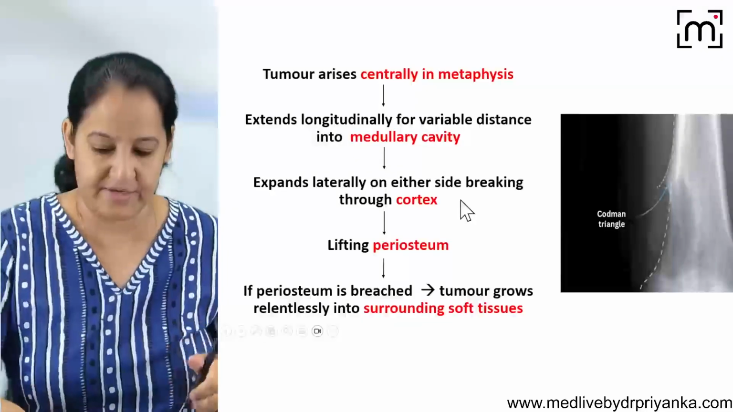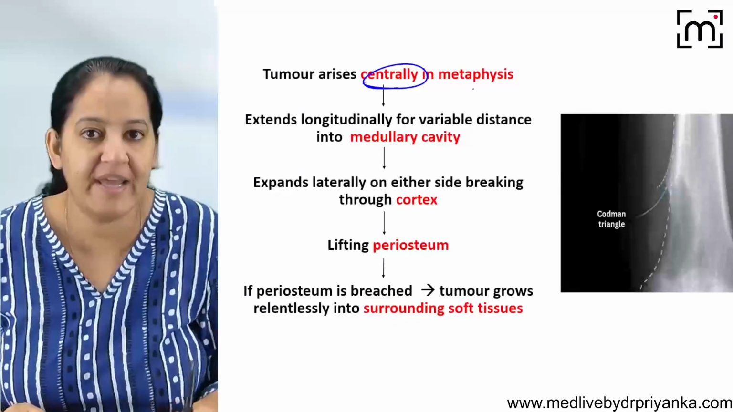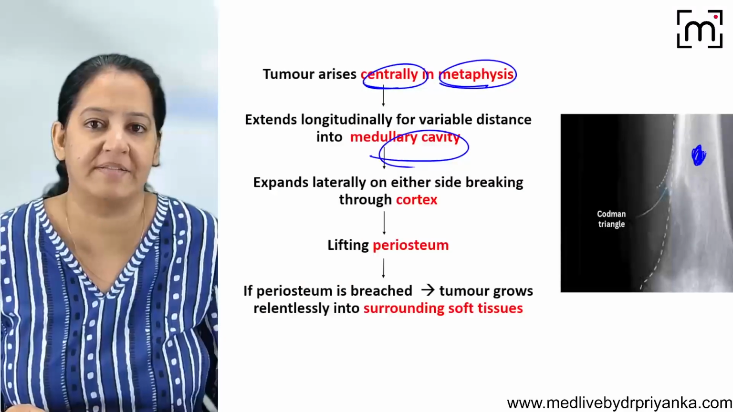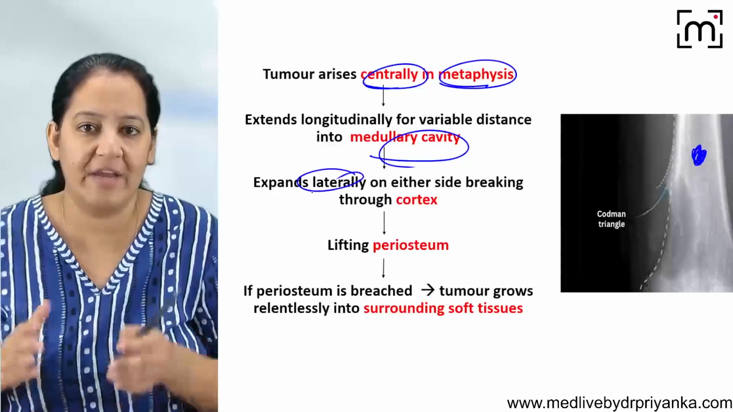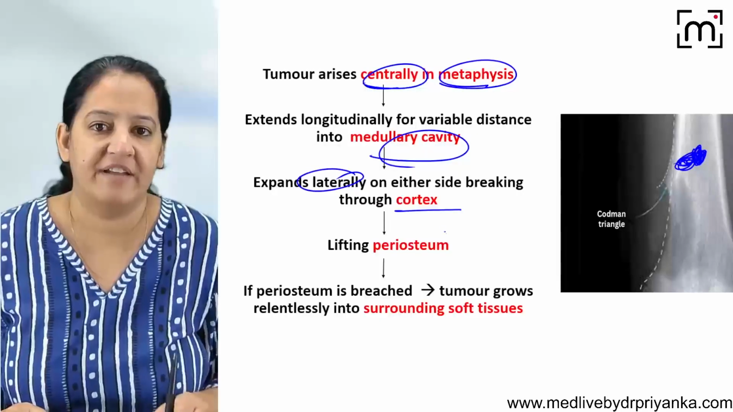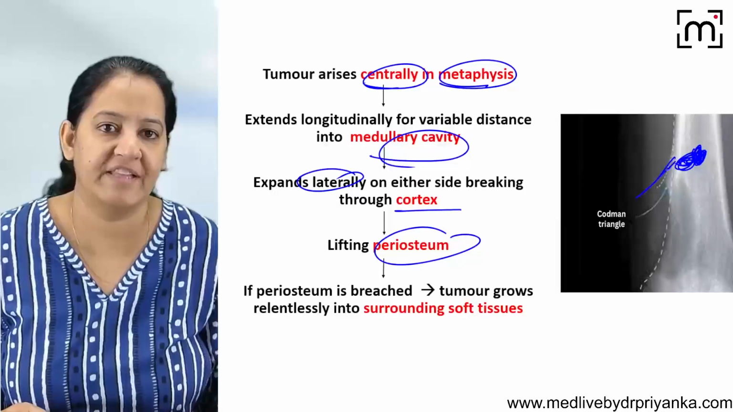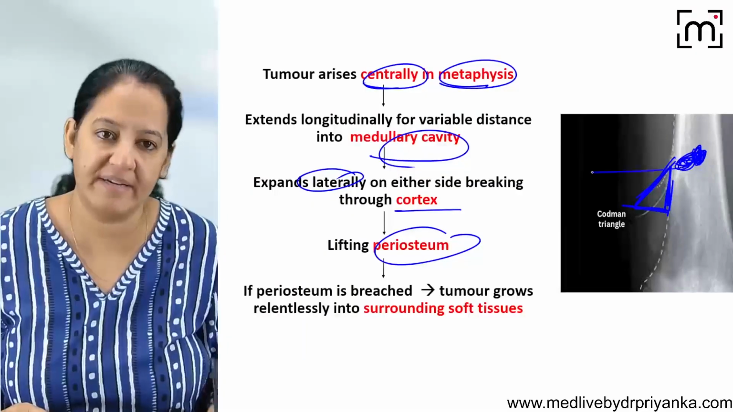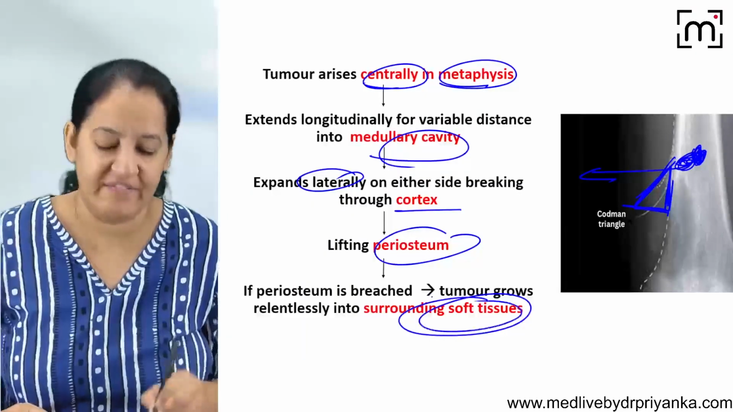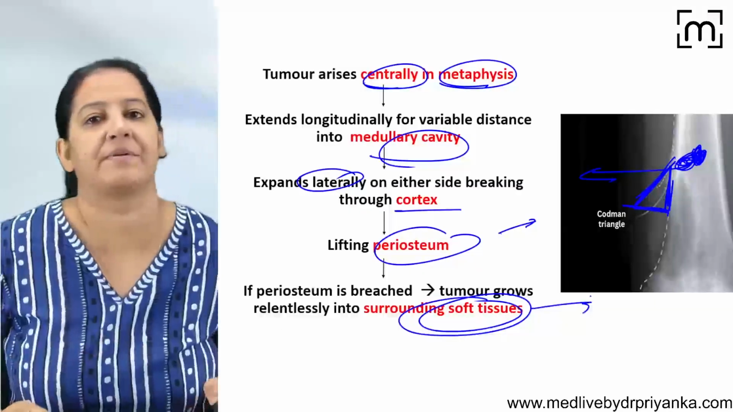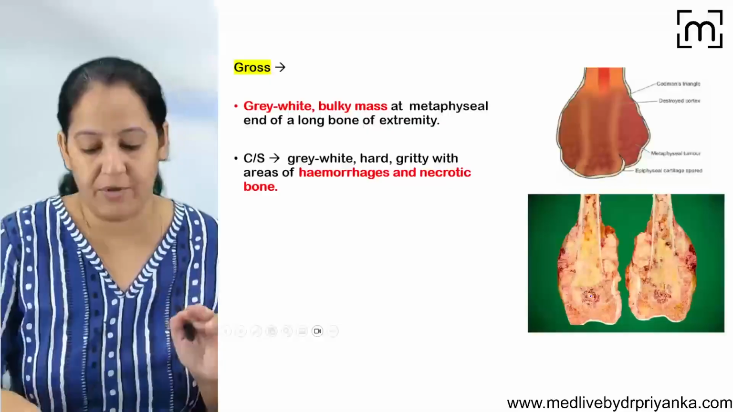So the same thing is written. Tumor arises centrally at the metaphysis in the medullary cavity. Here, the tumor is starting. After that, it is growing laterally on either side and going into the cortex, breaking the cortex. And after that, it lifts the periosteum, making the Codman triangle. And after that, it enters the soft tissue and gives the sun ray appearance. So first Codman triangle is made and then sunburst appearance. So these are the two important radiological findings.